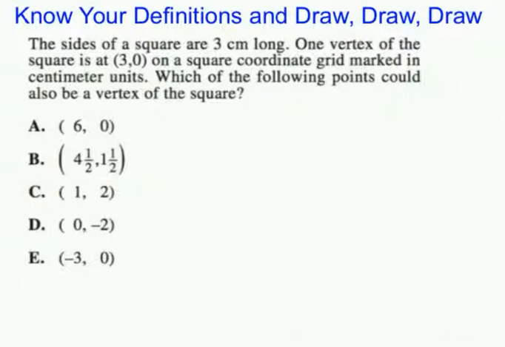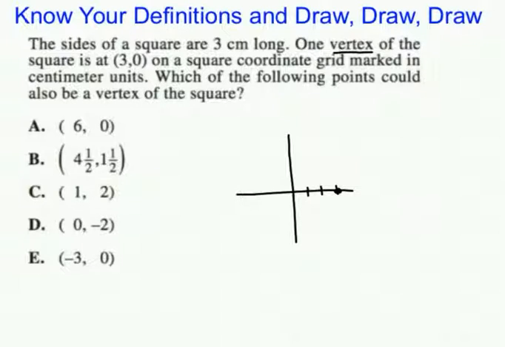We talked about drawing last week. Today we're going to look at sides of a square that are 3 centimeters long, one vertex. We need to know what the word vertex means, and whenever you think vertex, think corners or where segments meet. So one vertex of the square is at 3, 0. 3, 0 on the coordinate plane would be to the right 3.